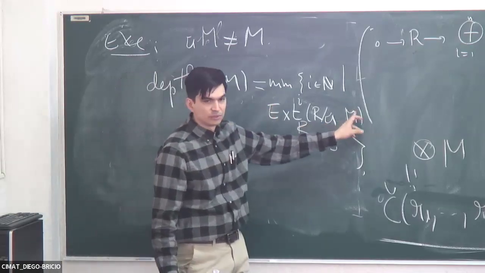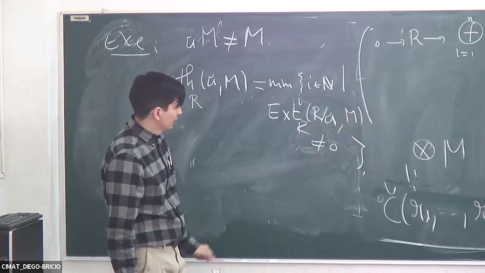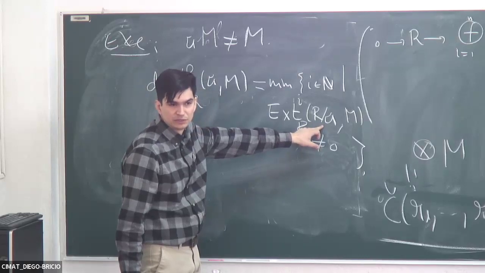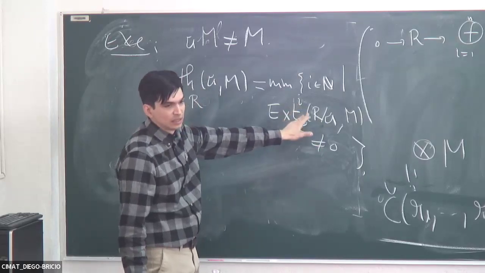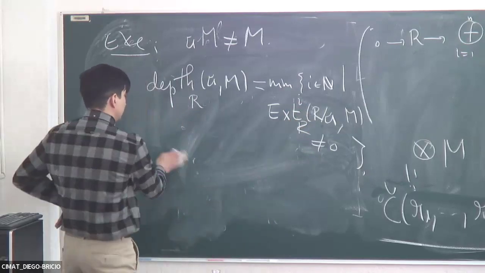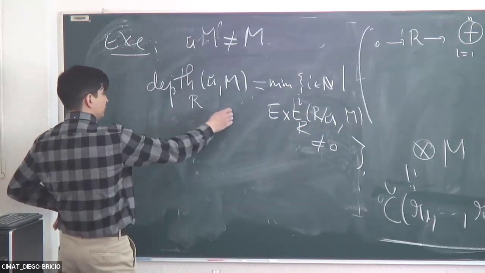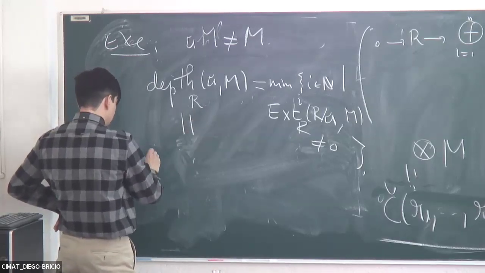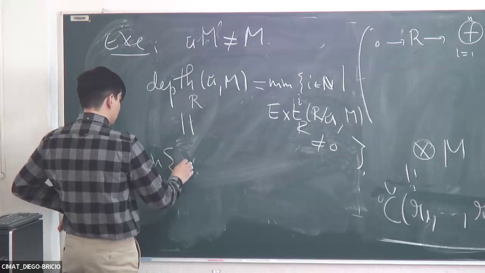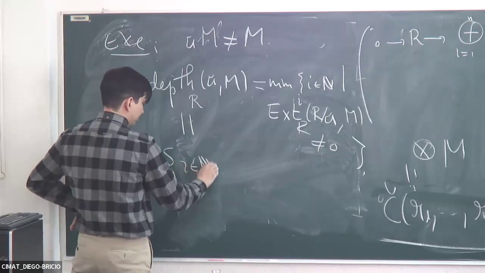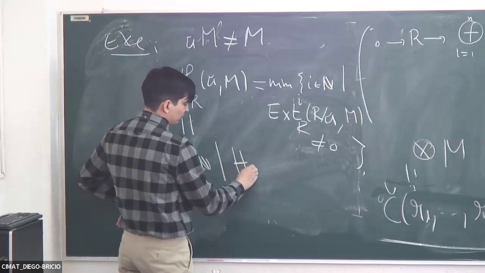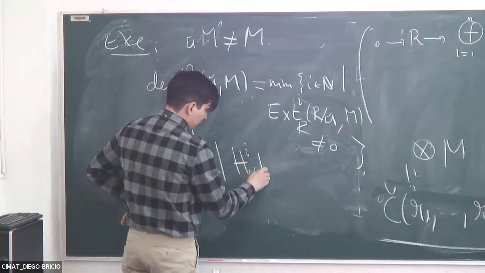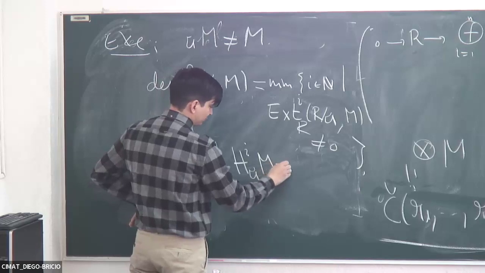Right, that's a way to understand what the depth is. You look at Ext^I of R modulo A, M, right? I think in class we did it, but probably in a local case with the residue field here. Yeah, but it generalizes to that. And so now the exercise is that this is also equal to the minimum I such that the local cohomology module H_A^I of M is different from zero.